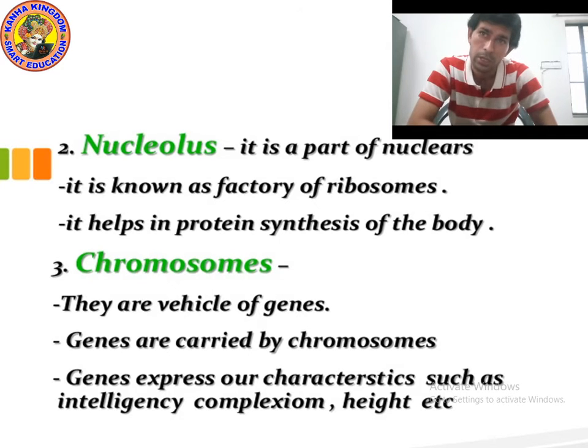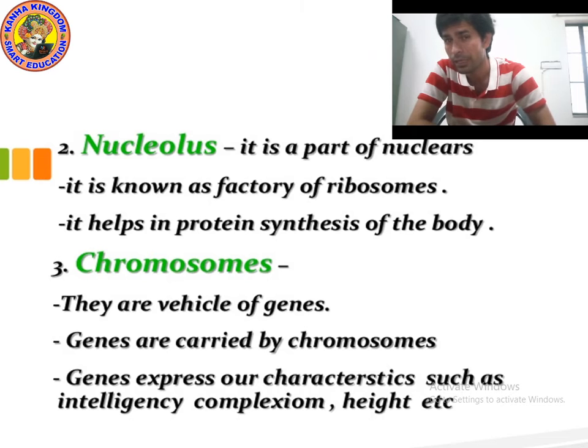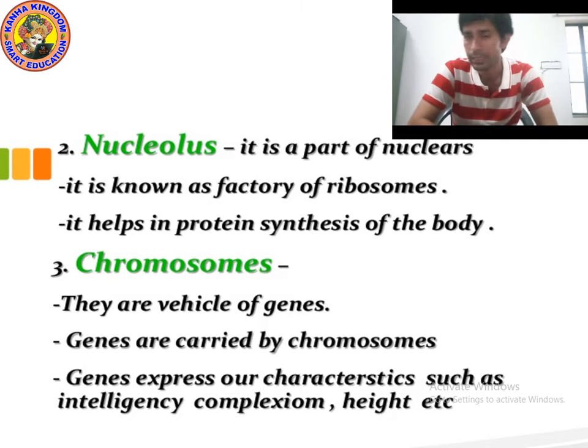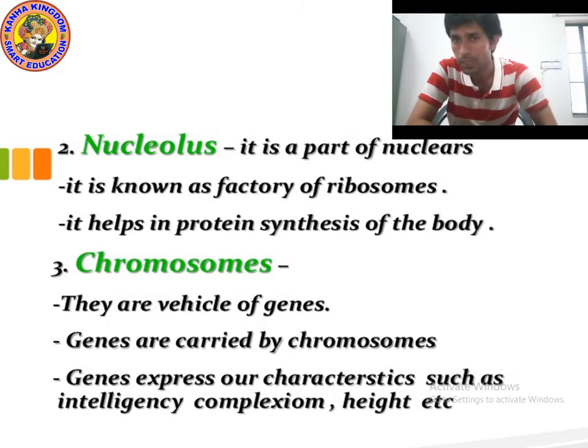You know, if your father's height is more than yours, suppose your father is 6 feet tall, then it may be possible your height will also be 6 feet. If your mother's eye color is brown, maybe your eye color may also be brown. It happens because of genes.